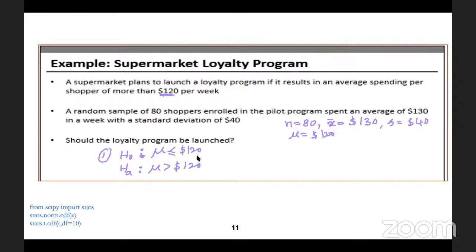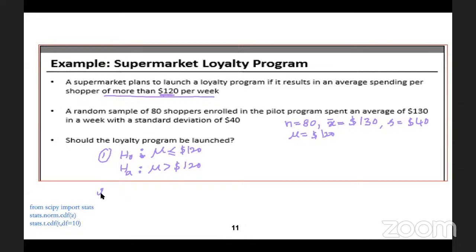Why? From where did we get this 120? From the business threshold value. The business says that if it is more than 120, then this program would be successful, because they have all the calculations based on the profit and loss analysis. And that is the first one.